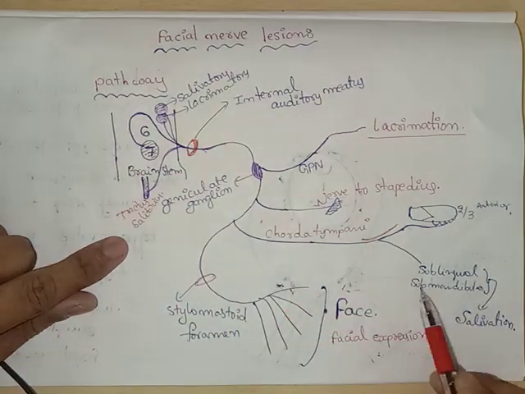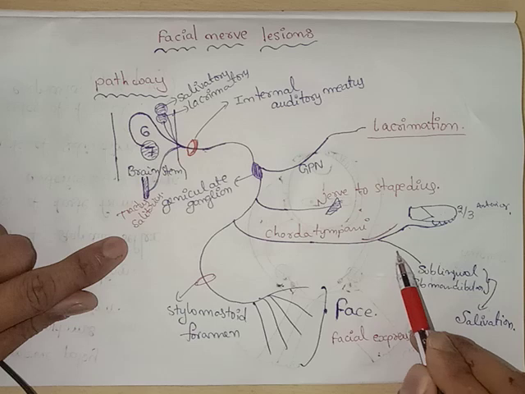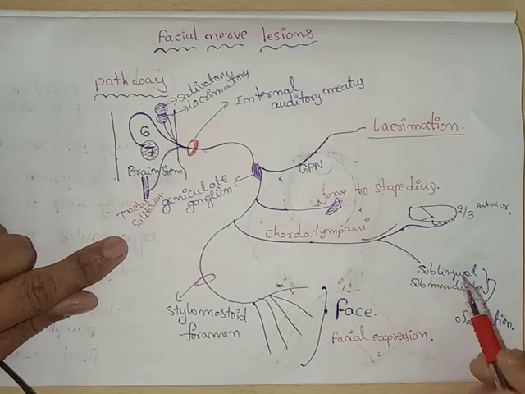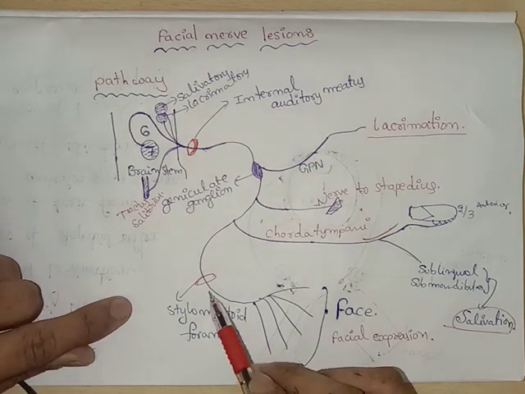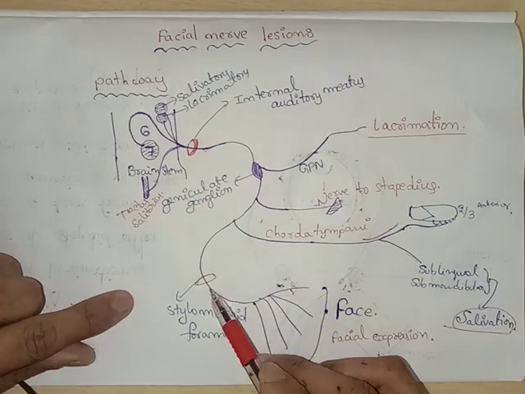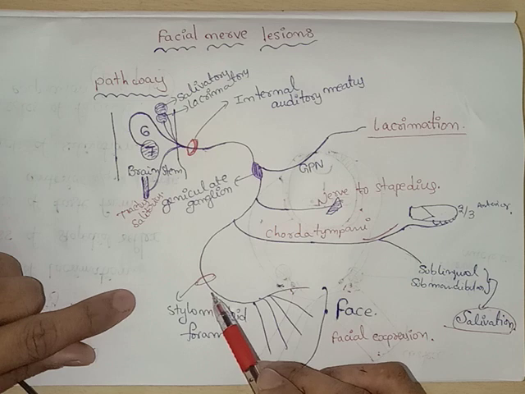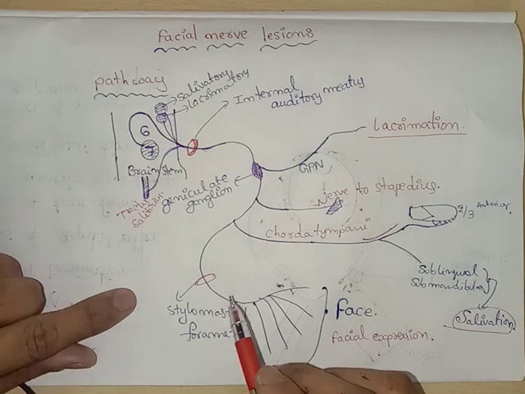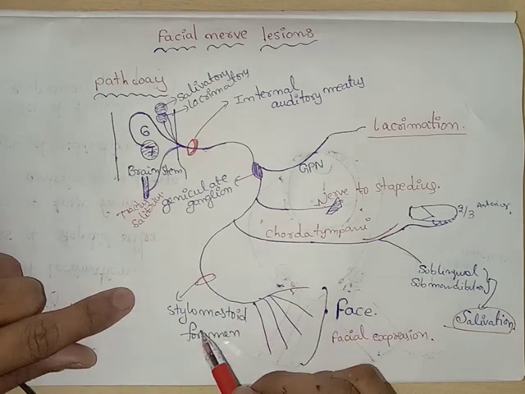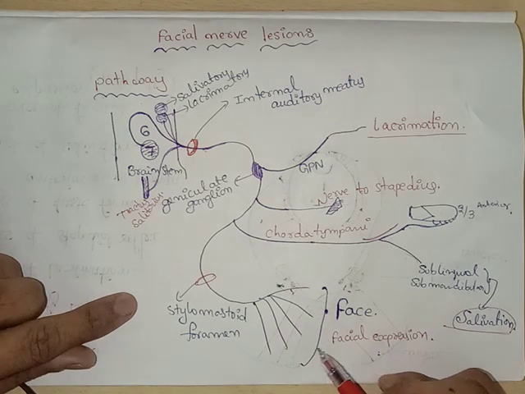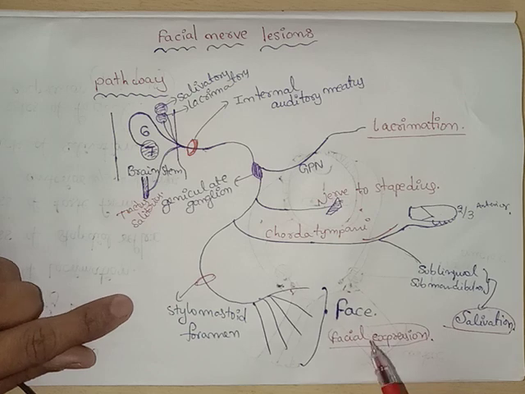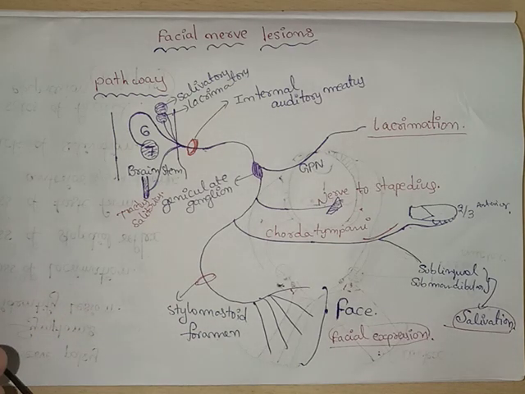This is helpful in salivation. After that, it enters the extracranial part through the stylomastoid foramen. It gives the facial branches, which are useful for facial expression. This is the pathway of the facial nerve. I will explain some interesting facts.